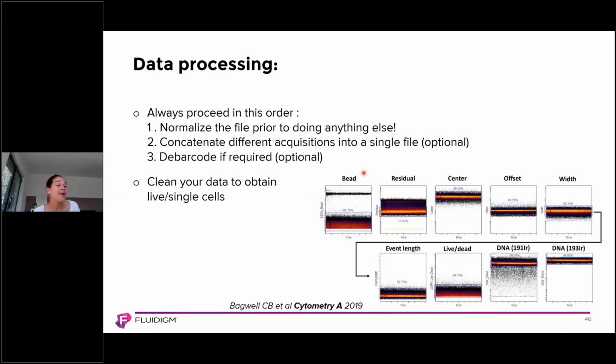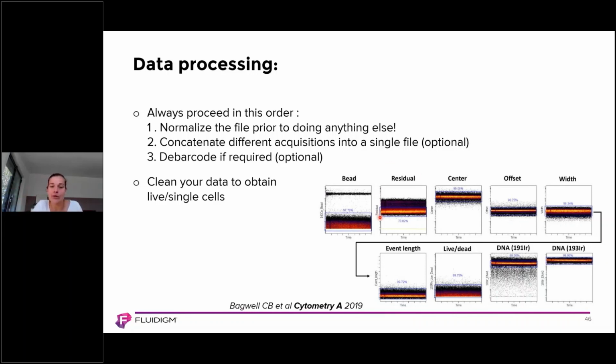After acquisition, you have data processing. If you have to process your data yourself, just be careful to always proceed in the following order. Always normalize first, then concatenate if needed, and then debarcode if needed also. The first thing to do before analyzing your data is a cleanup. We have here a little cleanup strategy that you can follow. The main point is to remove beads first, and then remove the fusion of the ion clouds, or doublets.